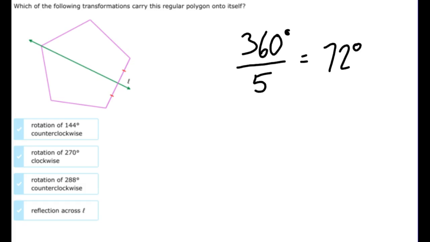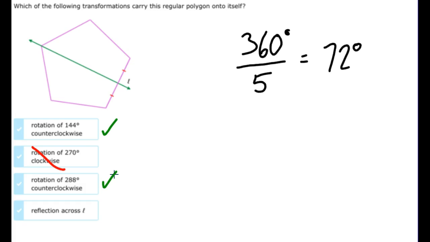So if we look at this first one, a rotation of 144 degrees counterclockwise, well, 144 is a multiple of 72 degrees. 72 plus 72 gets us 144, so that would work. Rotation of 270 degrees clockwise, 270 is not a multiple of 72, that one's not going to work. Rotation of 288 degrees counterclockwise, that again is a multiple of 72, 72 times 4 is 288, so that would work.